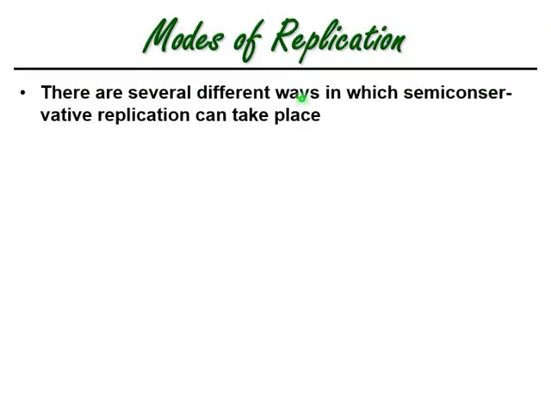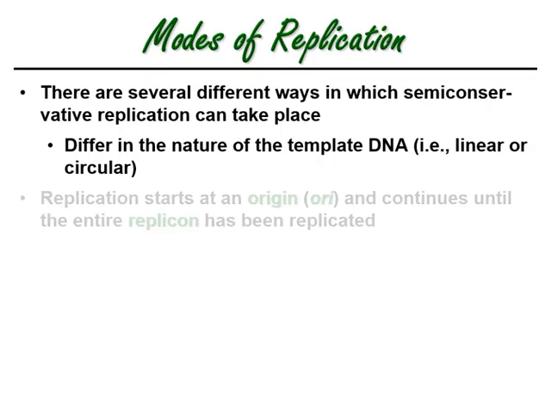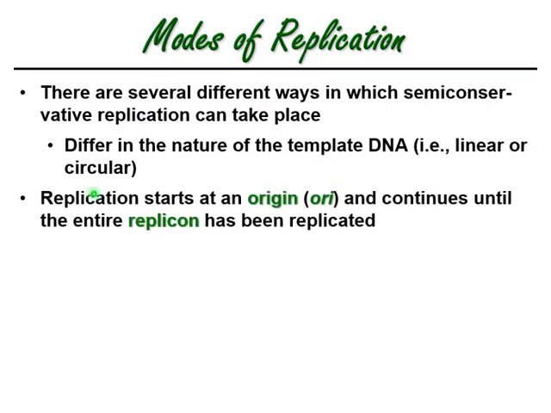So there are several different ways in which semi-conservative replication can take place. They differ in the nature of the template DNA, whether we have linear chromosomes like we do in eukaryotic cells, or circular chromosomes like we do in prokaryotic cells. In either case, replication is going to start at the origin of replication, and it will continue until the entire replicon has been replicated.